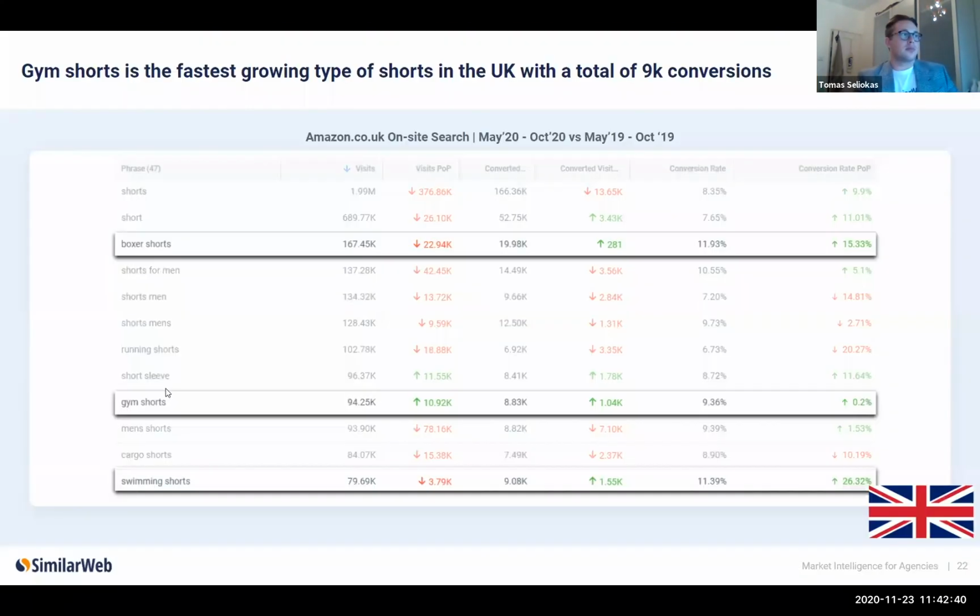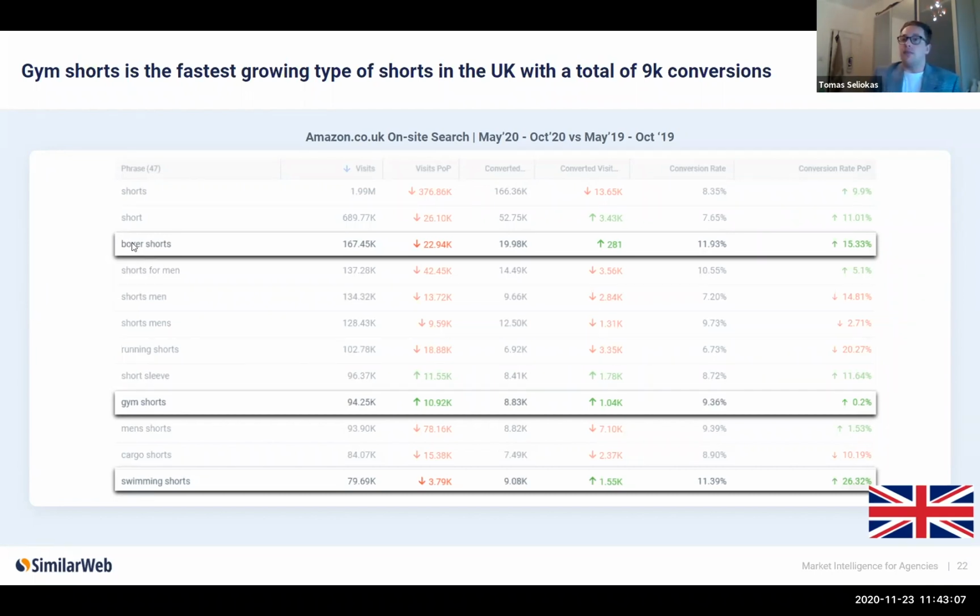So I can show you a couple of examples to make it a bit easier to understand. On Amazon UK on-site search, I looked at the same period. So we're comparing the same period, 6 months before compared to last year, the same months. And we're looking at shorts related data. So when people are looking for shorts on Amazon, what types of shorts do they look for the most?